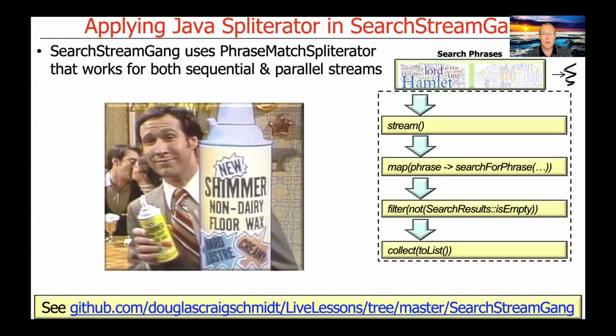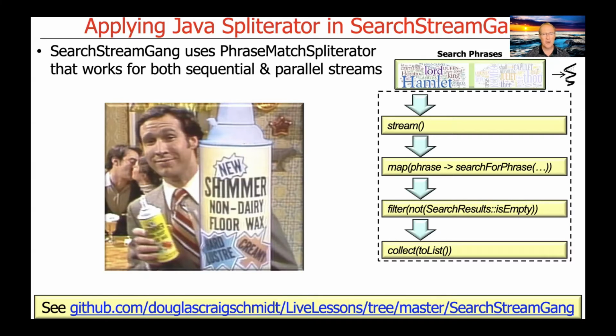So the SearchStreamGang program, which is what we're looking at here, uses a helper class called PhraseMatchSpliterator. And this class is very cool because it can work for both sequential and parallel streams. In other words, we can use it to split things in a sequential way, using a sequential stream, which is what we're focusing on now. And then later, when we need to, we'll talk about how we can split it using a parallel stream when we talk about parallel streams and parallel spliterators.